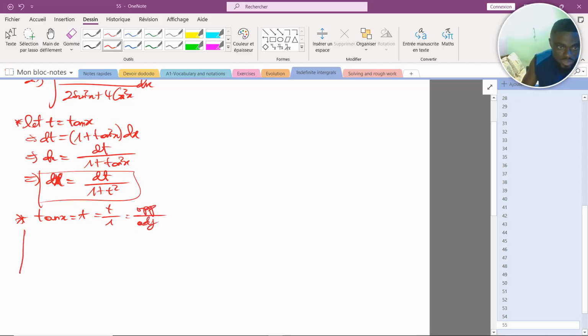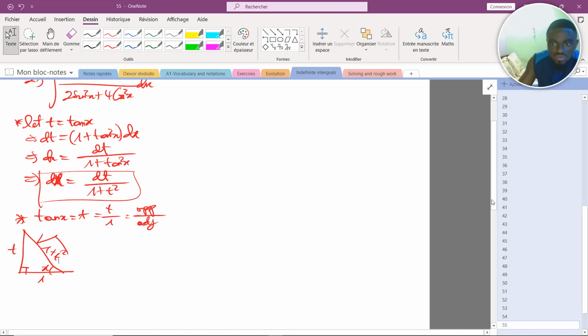Let me draw my right angle triangle. Our angle is x. What's the side that's opposite to this angle x? It is this side. So this is the opposite, which becomes t, and naturally the adjacent becomes 1. And on the hypotenuse, we shall have the square root of 1 plus t squared using Pythagoras theorem.